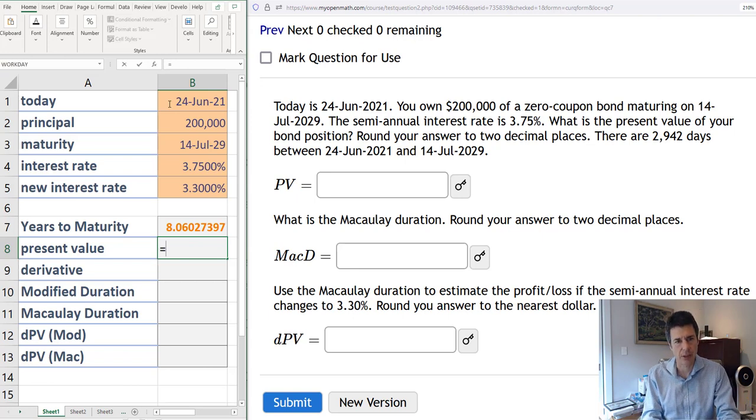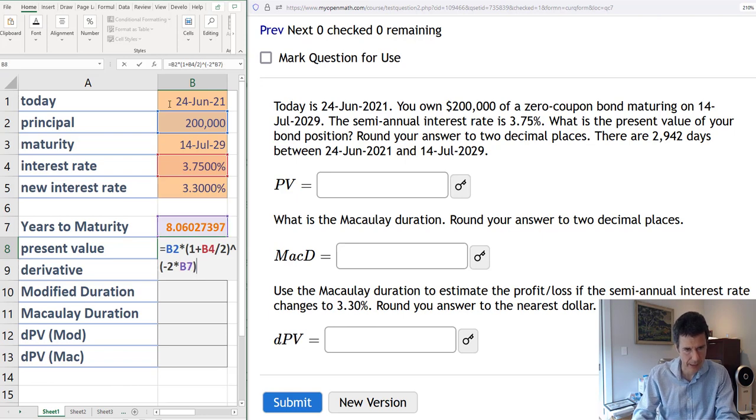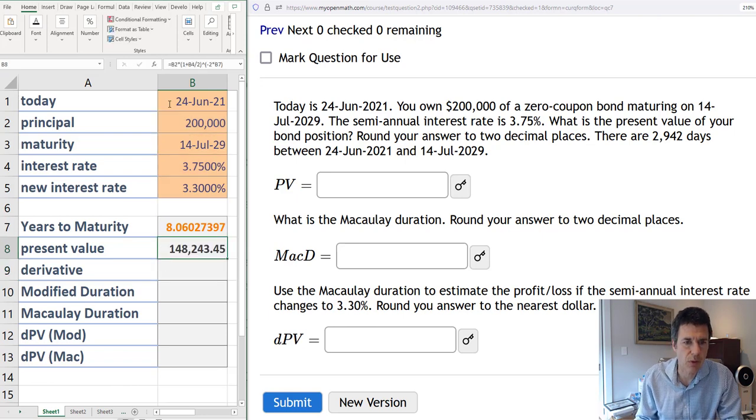The present value of this bond is $200,000 times 1 plus the interest rate, since it's semi-annual, divided by 2, to the power negative 2 times time. So that's our standard formula for semi-annual compounding.